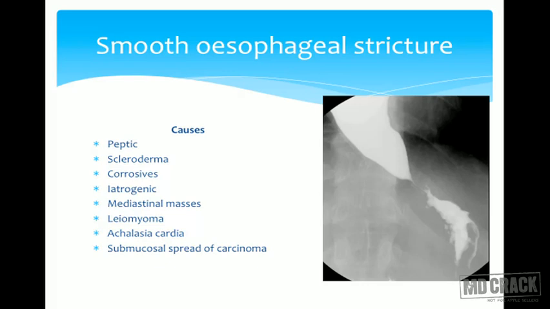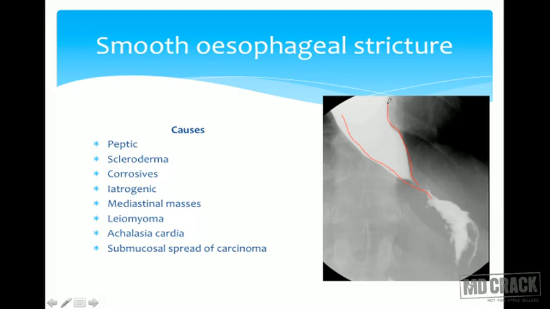So we begin with a barium swallow, and in case we have to see a smooth esophageal stricture, this is how it appears. This is your normal esophagus, and over here, as we go down, it's forming a smooth stricture. And over here, just above the stricture, you have dilatation of the esophagus. So what are the causes of a smooth esophageal stricture?